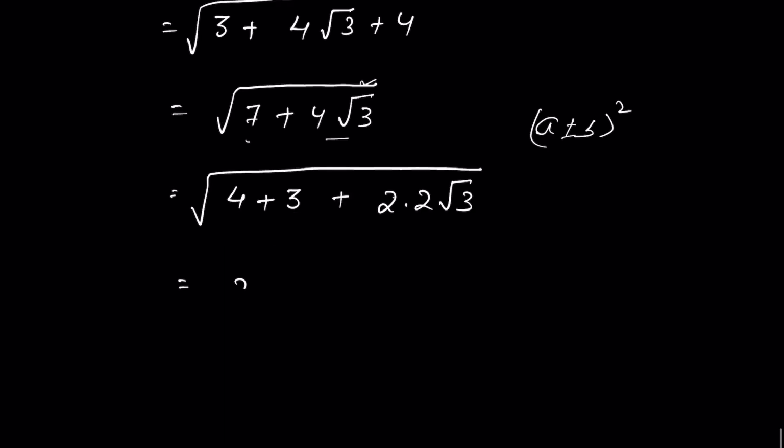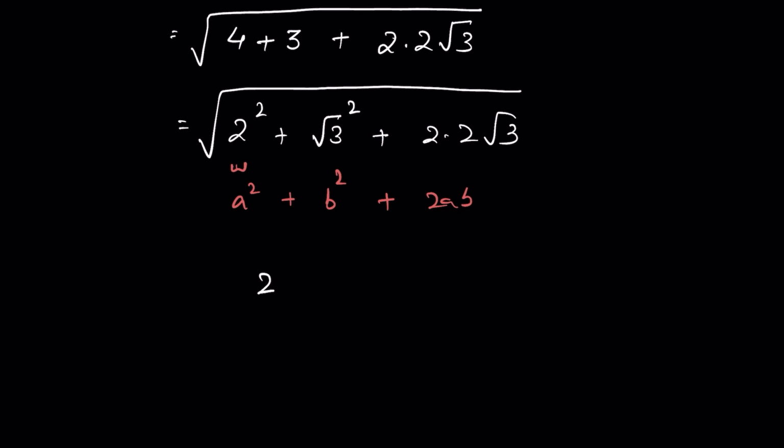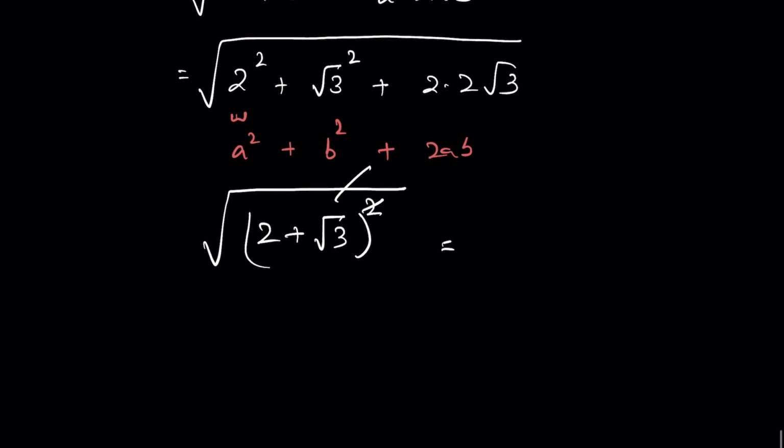Now 4 we can write as 2 square, plus 3 as square root of 3 square, then plus 2 times square root of 3, under square root. Again 2 is a, then it is a square, and square root of 3 is b, then it is b square plus 2ab. So this will be 2 plus square root of 3 whole square under square root. Now remove the square root with this square. So this is equal to 2 plus square root of 3.